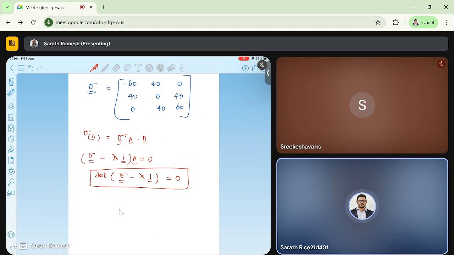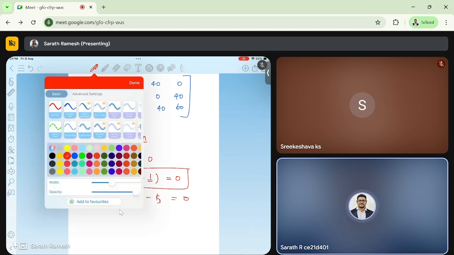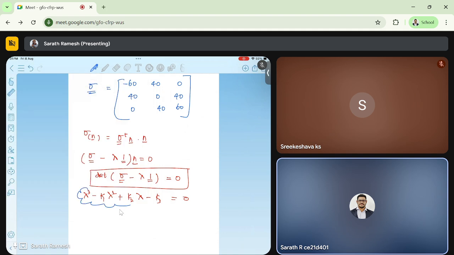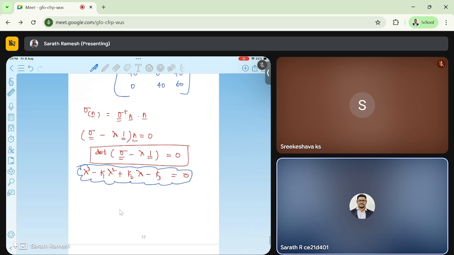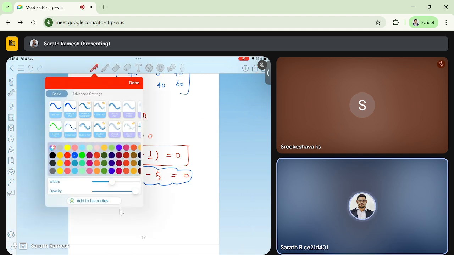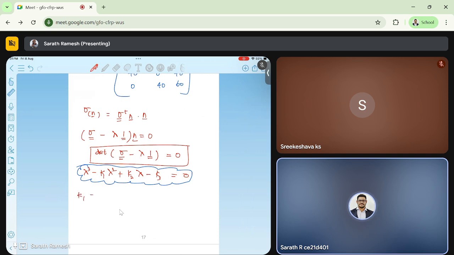When we solve this, we will get a cubic equation: lambda cube, lambda square, lambda and a constant, with coefficients K1, K2, K3. They are invariants, with alternating plus and minus signs. This is a cubic equation we can solve. K1 is, as we saw before, the first invariant, that is the trace of sigma. K3 is the determinant of sigma.